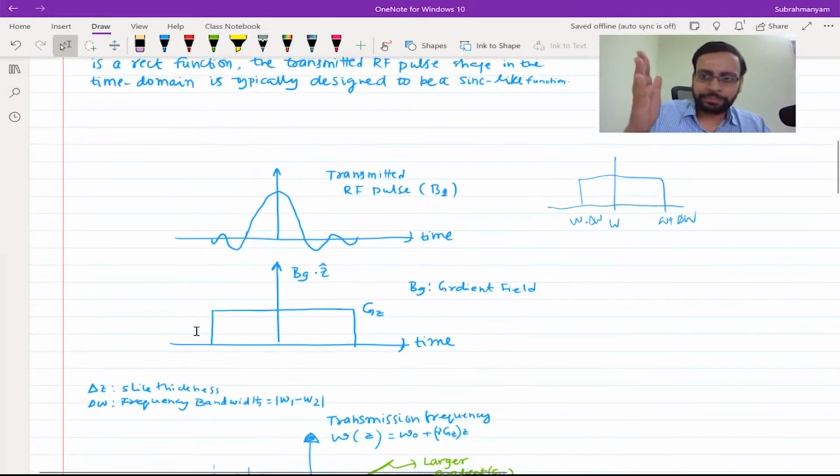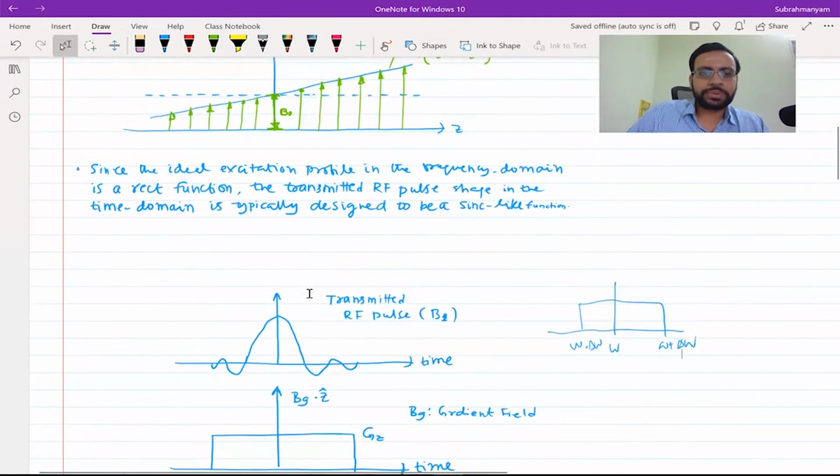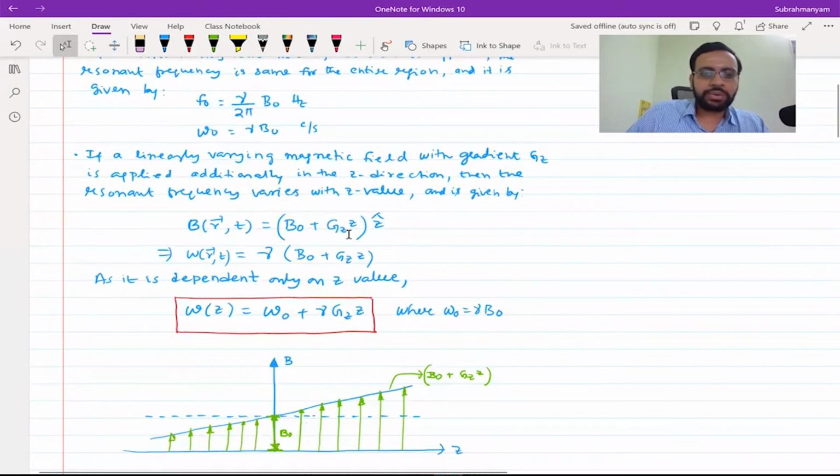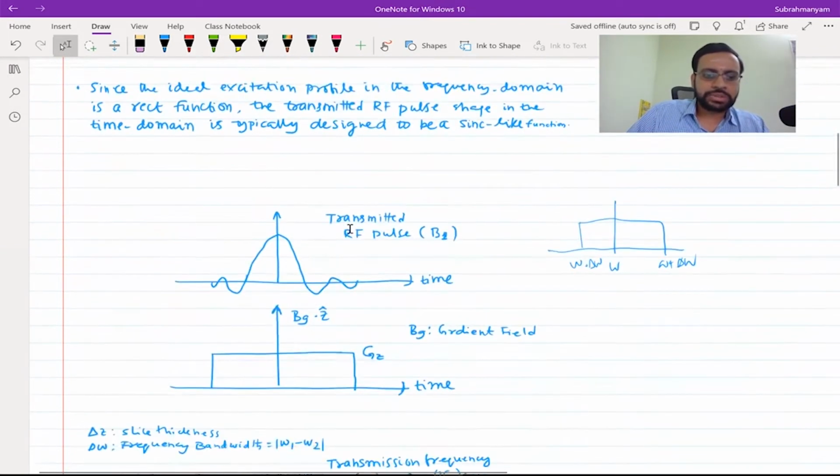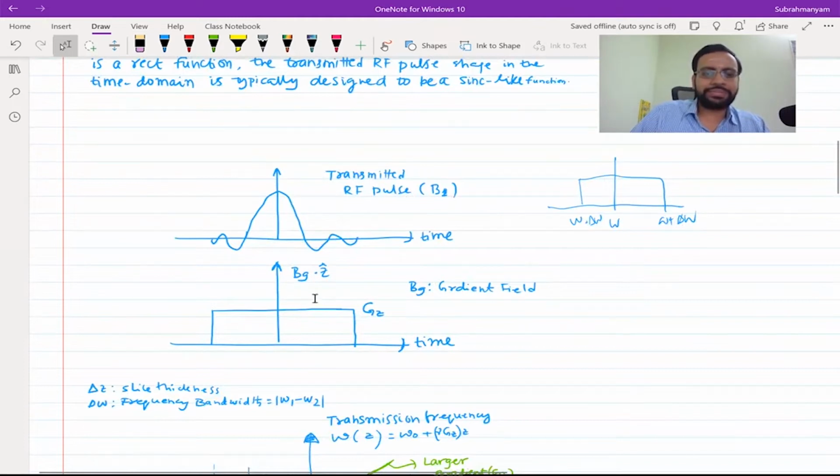On the gradient side, B naught is constant. I'm simply showing you here the pulses for the different fields. B naught is a constant field, nothing changes over time. When it comes to the gradient coil, which is applied in the Z direction, it would look like this. The gradient field is ZZ into Z, spatially, and you will be applying that gradient.